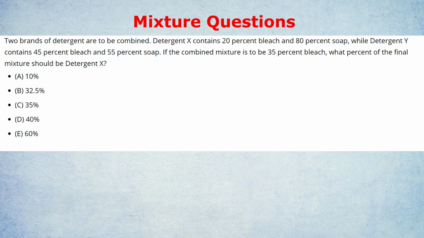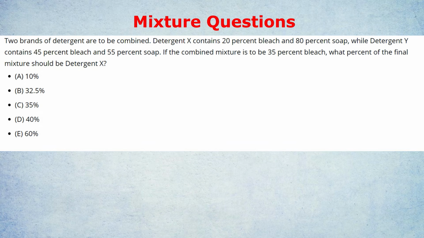And I can picture hundreds of students right now getting really stressed because they don't like mixture questions. So what's my amazing method for this? First, what ingredient are they focusing on? Which ingredient did they give us a middle number for, a mixed average for? It was bleach. They told us that when we mix them together in the final sentence, the combined mixture is to be 35% bleach. So we need to focus on bleach here to solve this question. Don't worry about soap for now.